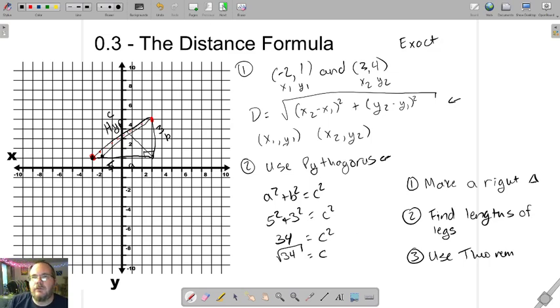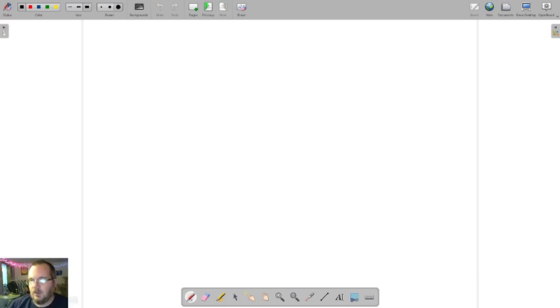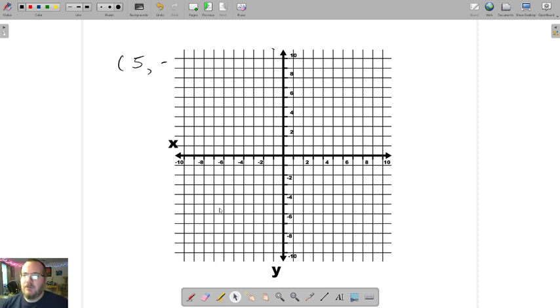So do another page here, and I'm just going to choose 2 points at random. Let's go with, let's say 5, -4, and then let's say the other point is, I don't know, -3, -1. So you want to find the distance between these 2 points. Spoilers, the distance formula is really just the Pythagorean theorem.